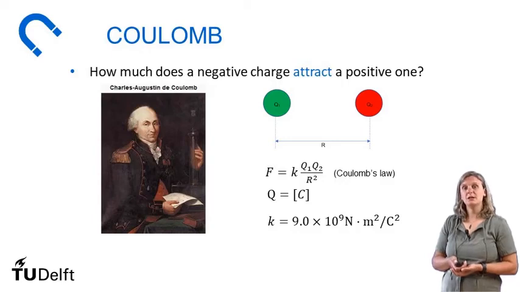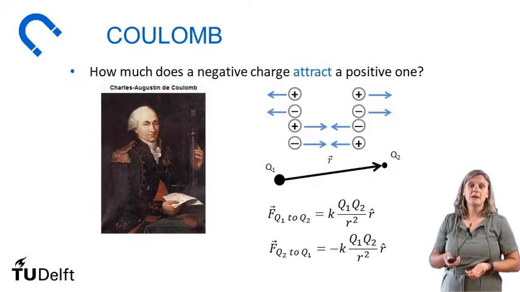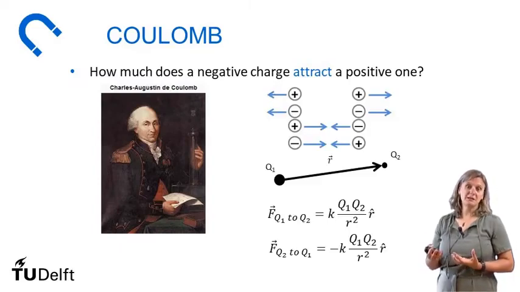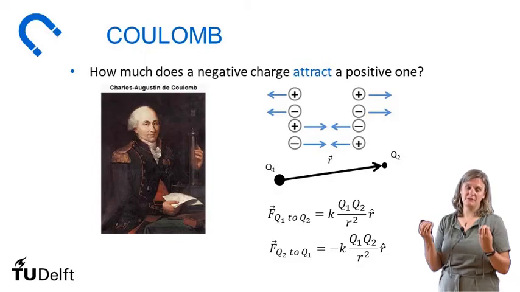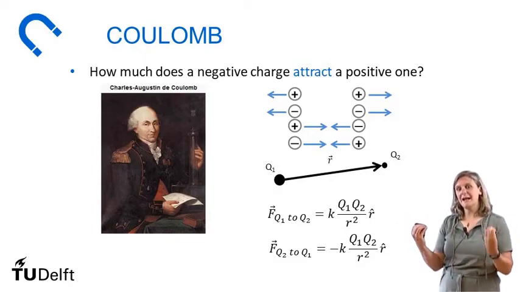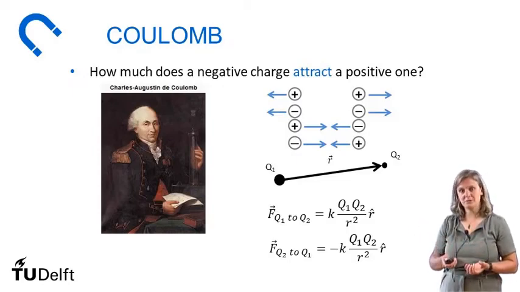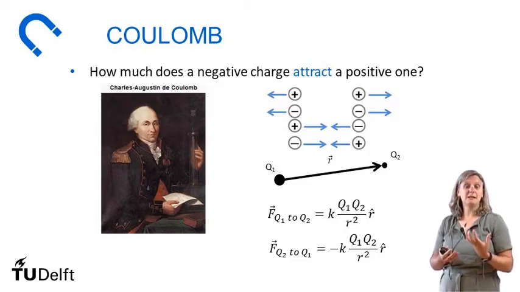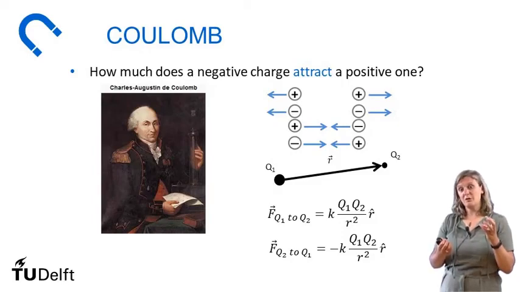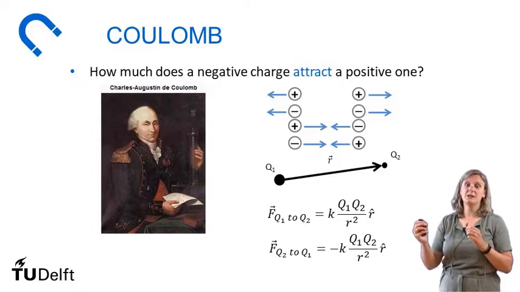So now we know how much one charge attracts or repels another charge. However, that's not the whole story, because as I just showed you, two positive charges repel each other, as do two negative charges, but a positive and a negative charge attract each other. So there's also a direction to those interactions. And this is what you can see below. You see that Q1 exerts a force on Q2 that's in the direction of R. R is the vector from Q1 to Q2.